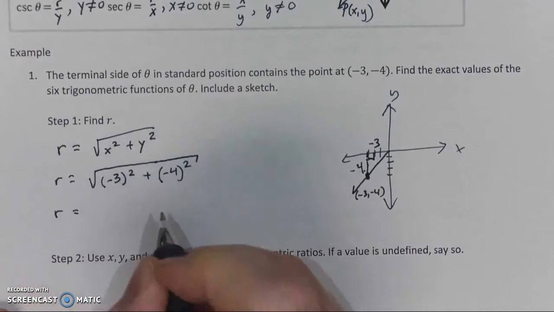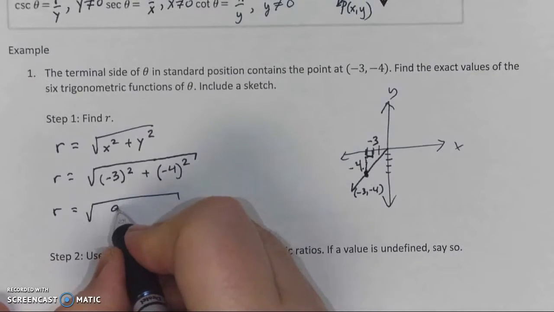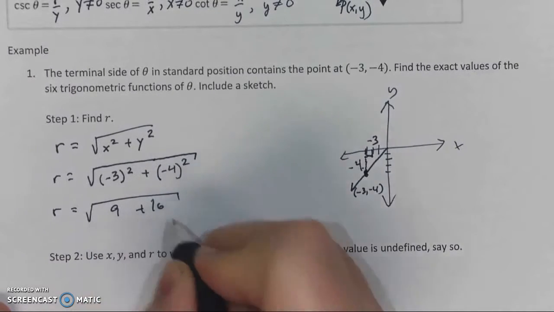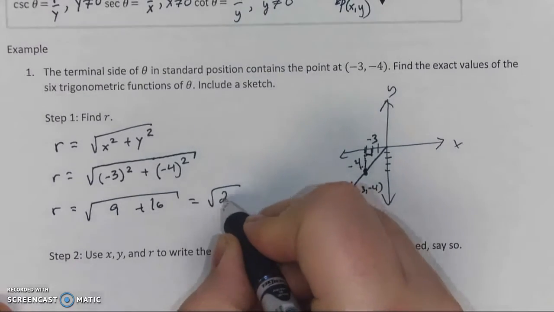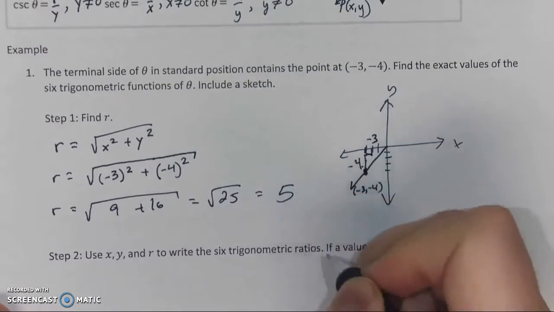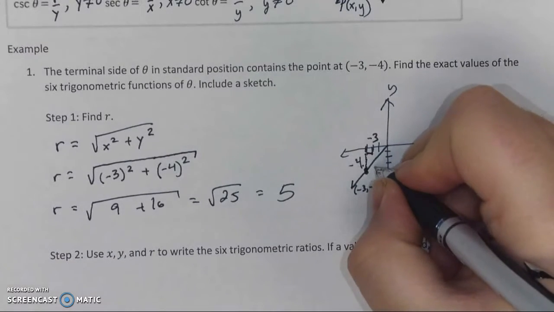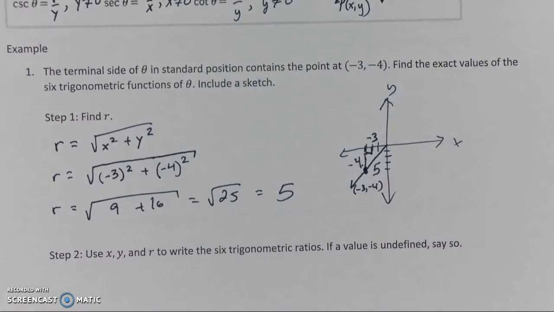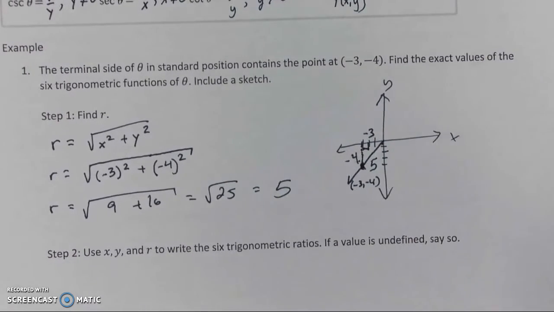So your r value is the square root of 3 squared, which is 9, plus 4 squared, which is 16. So the square root of 9 plus 16. This is just the square root of 25, which is 5. So r equals 5. So this length is 5, from the origin to this point.